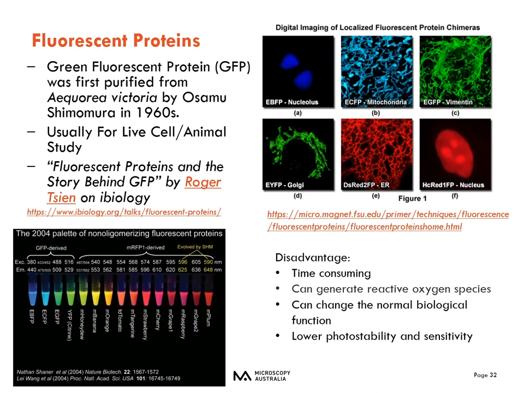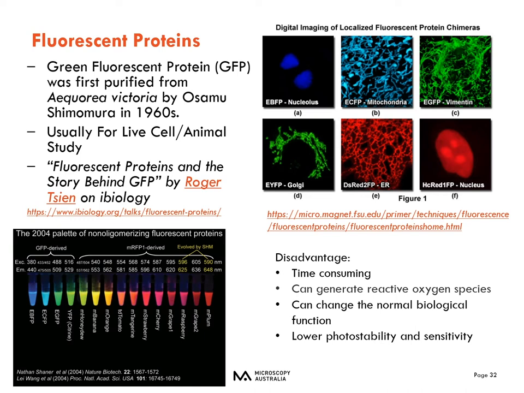Fluorescent proteins are widely used for live cell and live animal studies. Please spend some time watching this video, Fluorescent Proteins and the Story Behind GFP by Roger Tsien on iBiology. Roger Tsien was awarded the 2008 Nobel Prize in Chemistry for his discovery and development of the green fluorescent protein, in collaboration with Osamu Shimomura and Martin Chalfie.